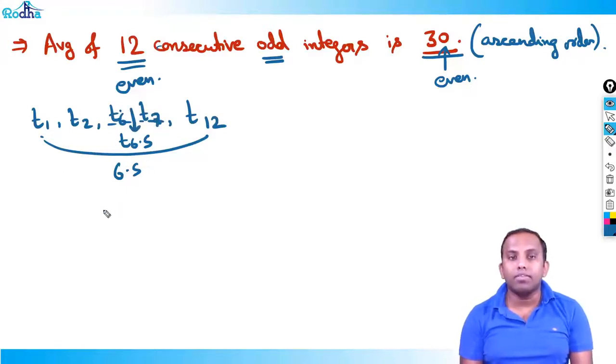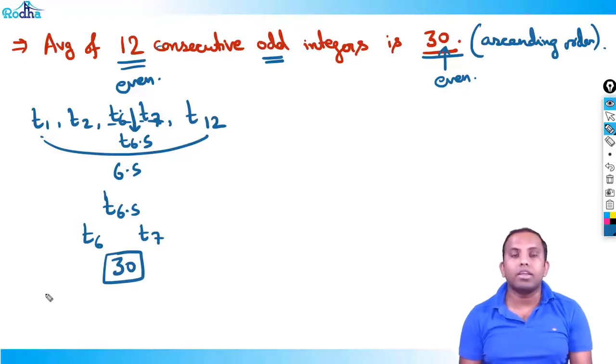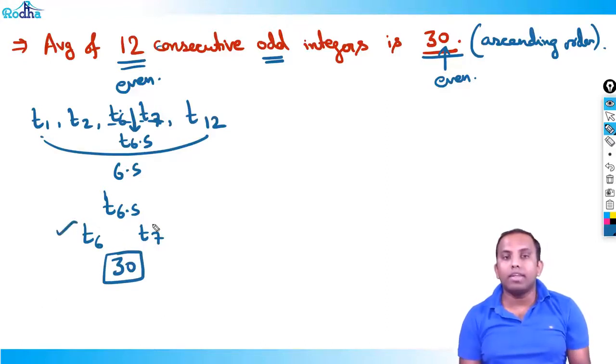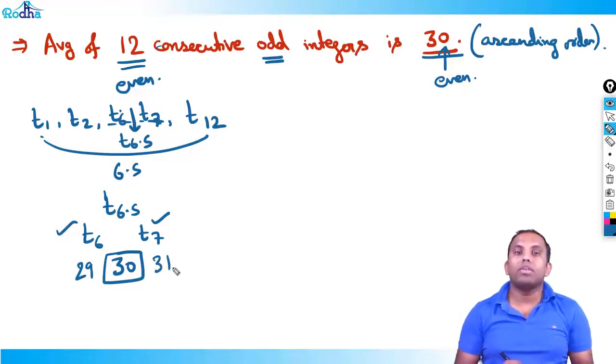So the average of T6 and T7 is given as 30. What is T6 then? T6 and T7 are two consecutive odd integers. That means T6 will be 29, and T7 is 31. That's it. This is what we need to do.